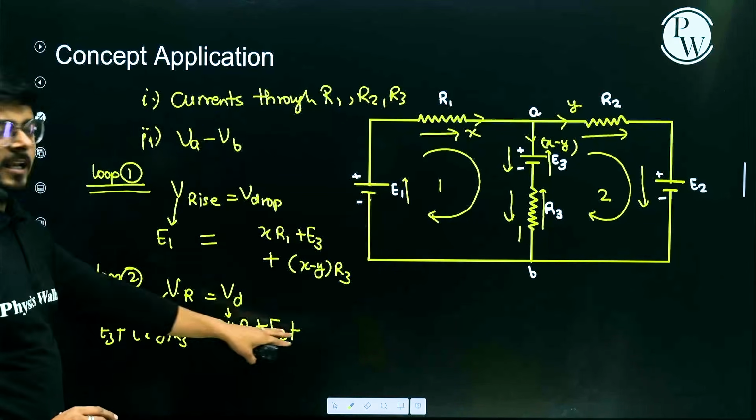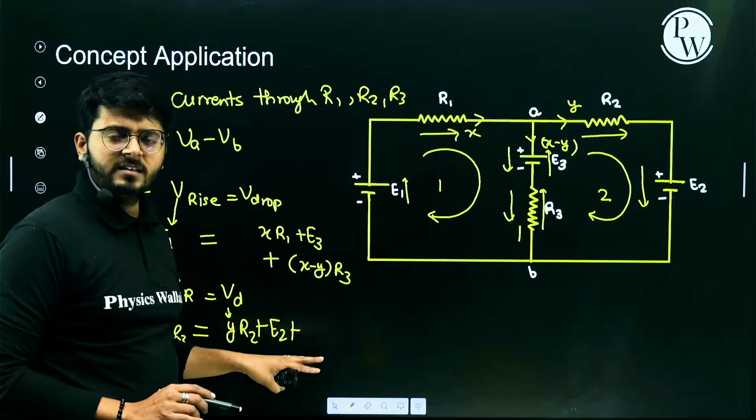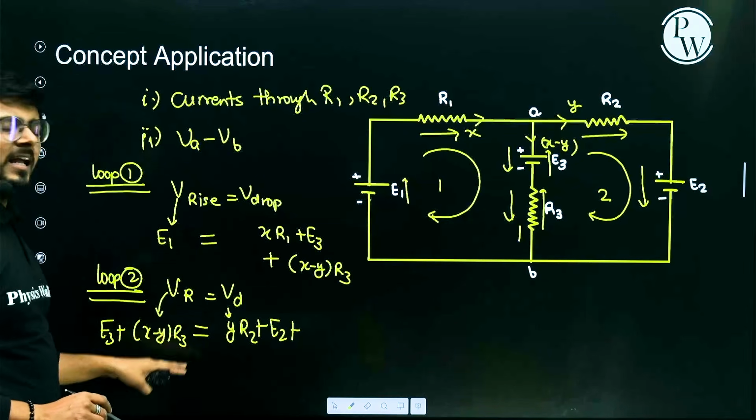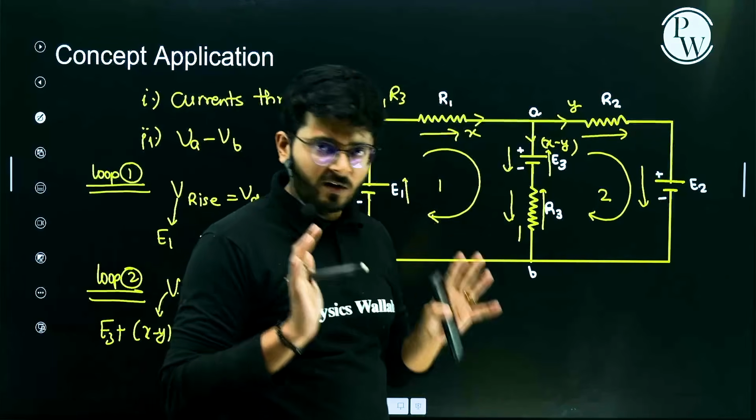So again, you will get another equation in X and Y in this format. Just put the value of E1, E2, R1, R2, whatever is given in the question. You will get two equations in X and Y. Solving them, you can find the values of X and Y.